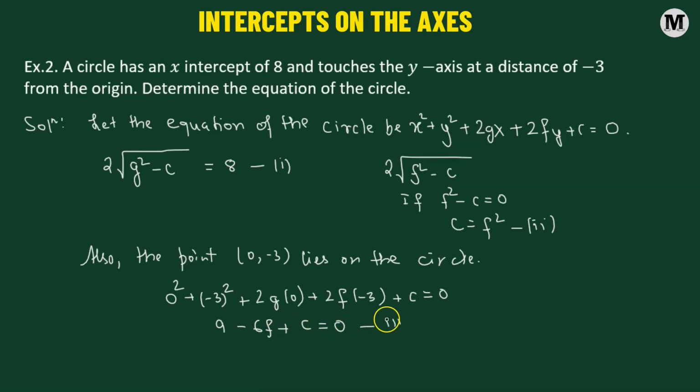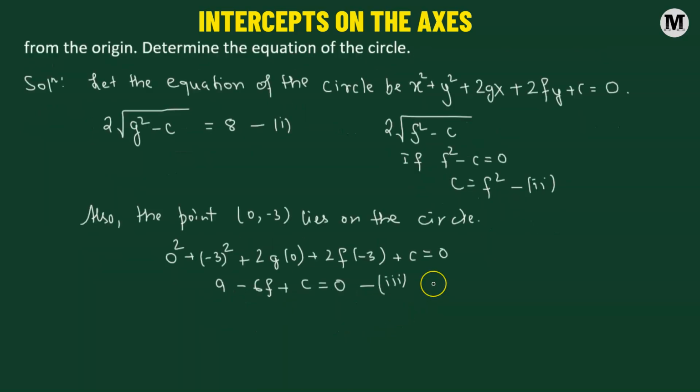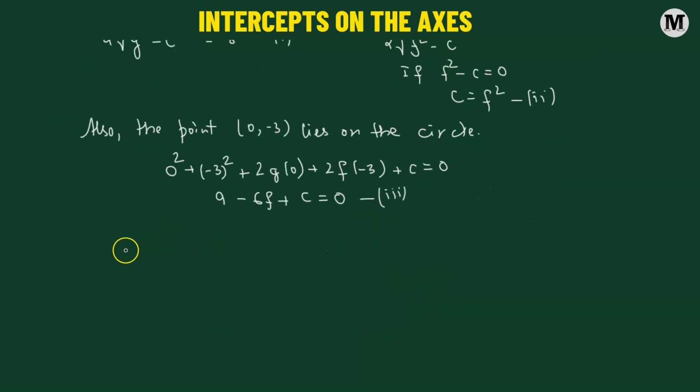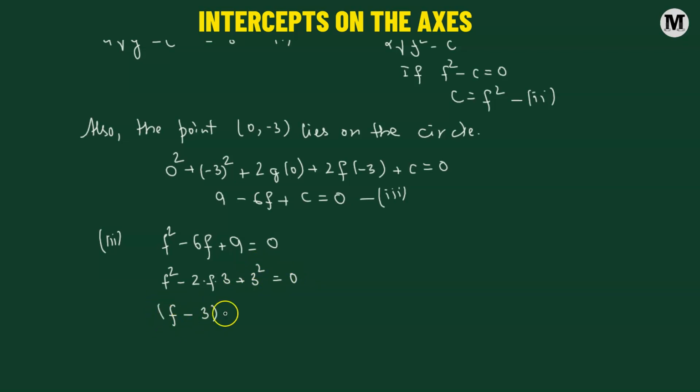So this gives us the third equation. Now we will use equation 2 and 3. So what we'll do? Substitute the value of c equals f squared in equation number 3. So equation number 3 is now going to become, so instead of c we have f squared minus 6f plus 9 equals 0. So this is a quadratic equation. So we have f squared minus 2 times f times 3 plus 3 squared equals 0, which is nothing but f minus 3 whole squared equals 0. So here we're getting the value of f equals 3. So 3 is repeating here twice.